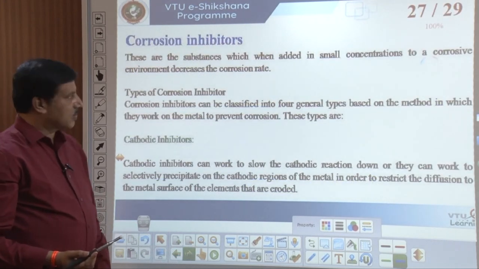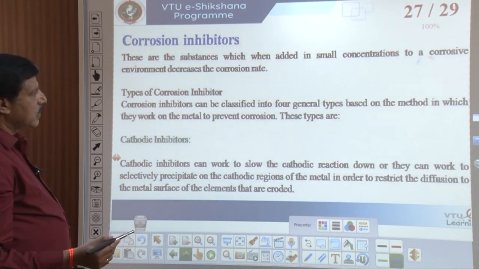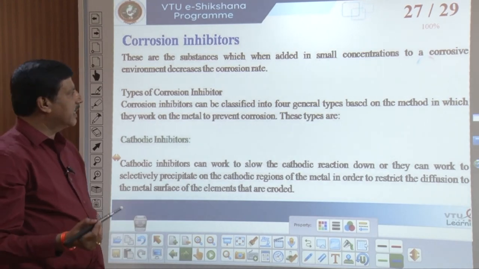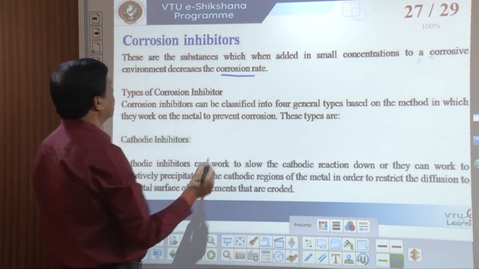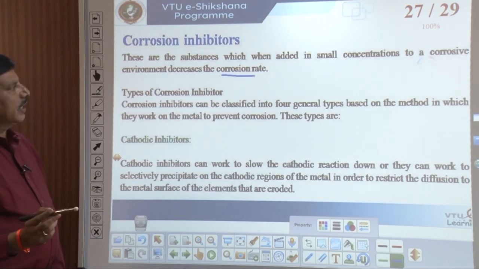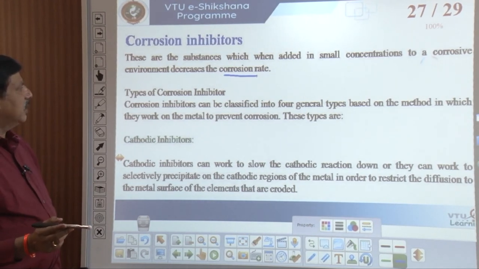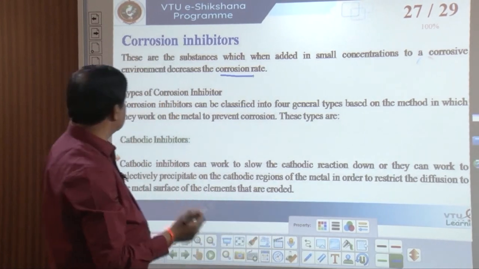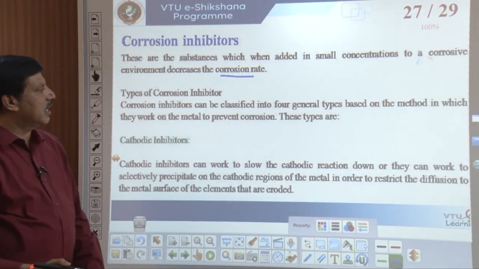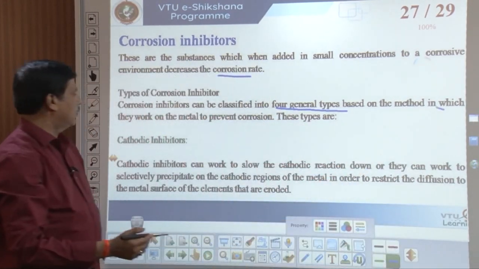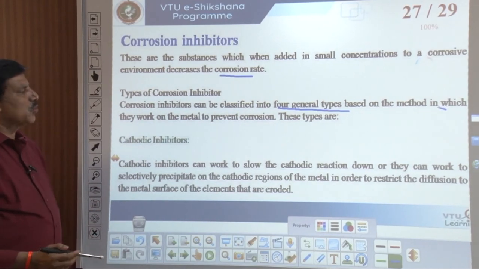Corrosion inhibitors are substances which, when added in small concentration to a corrosive environment, decrease the corrosion rate. So, what are corrosion inhibitors? Explain anodic and cathodic corrosion inhibitors. Corrosion inhibitors can be classified into four general types based on the methods in which they work on the metal to prevent corrosion.